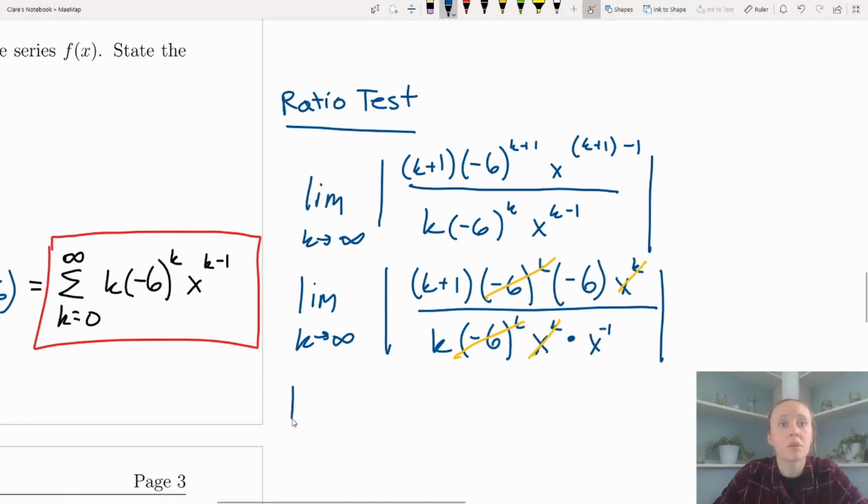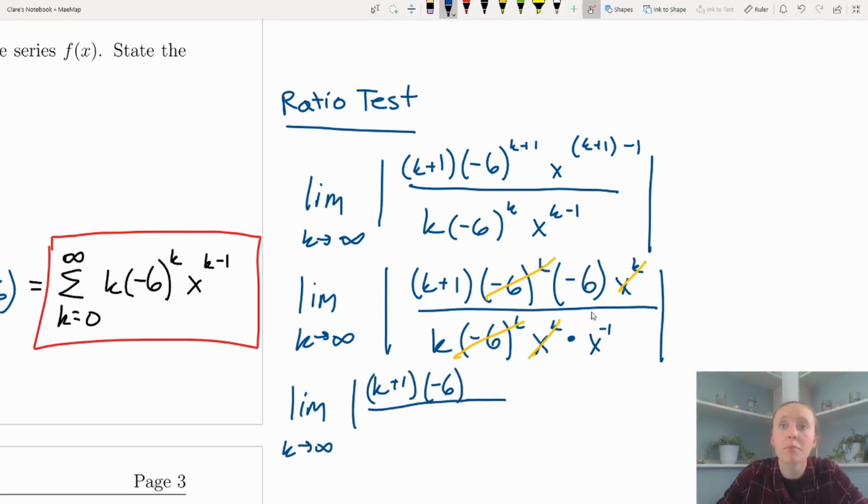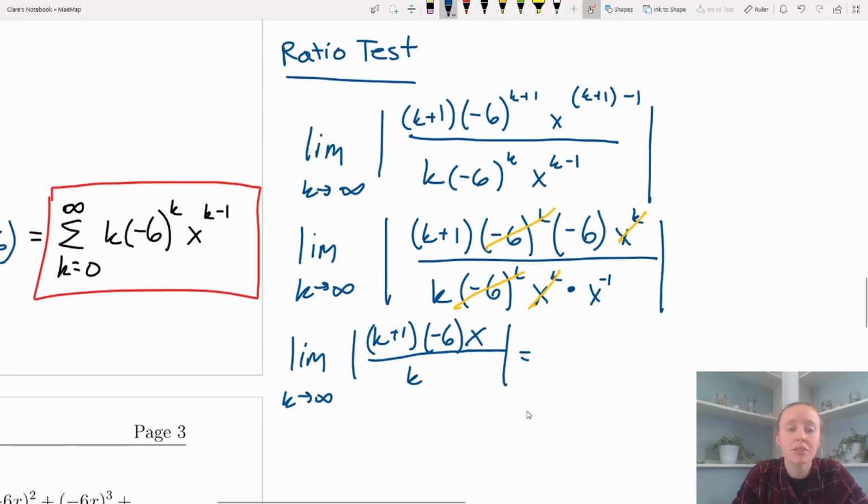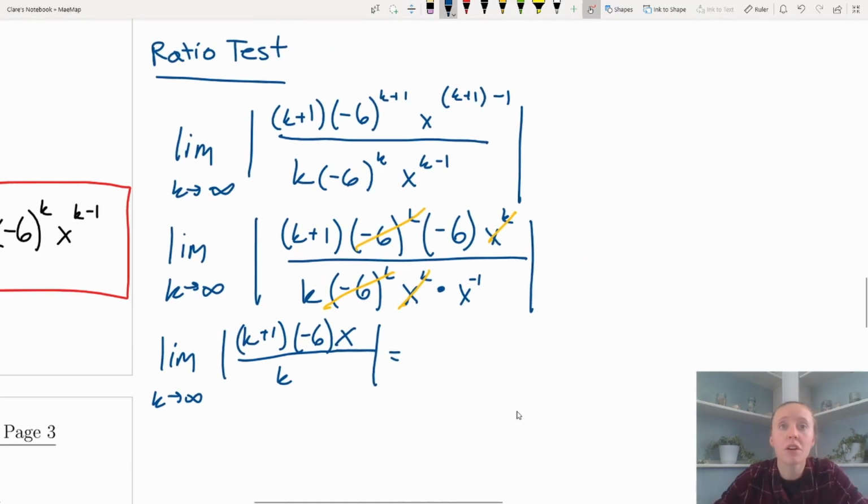So I'm left with the limit as k approaches infinity of the absolute value of k plus 1 times -6 times, I'm going to flip this negative exponent up into the numerator. So that'll be times x, all over k. Which from that interval of convergence video, we know that we can pull the absolute value of that negative 6x out in front of our limit because it's not involved when we're plugging in for k.